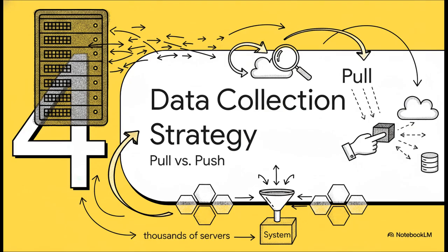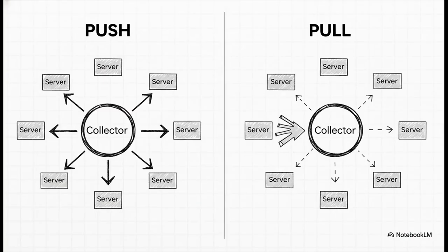But how do we actually feed the beast? How are we going to collect all those metrics from thousands, maybe even millions of servers scattered all over the globe? And this brings us to a classic architectural crossroads, the push versus pull debate. Do we have every single server constantly pushing its metrics to our collector? Or does our collector actively reach out and pull, or scrape, the metrics from each server?